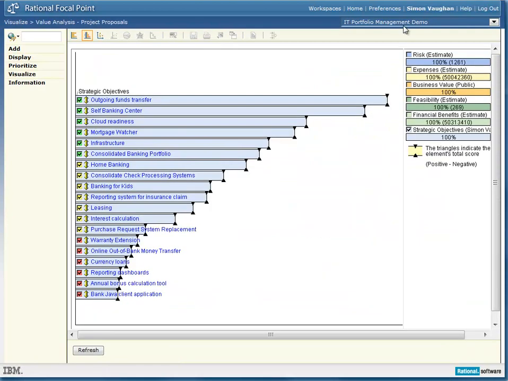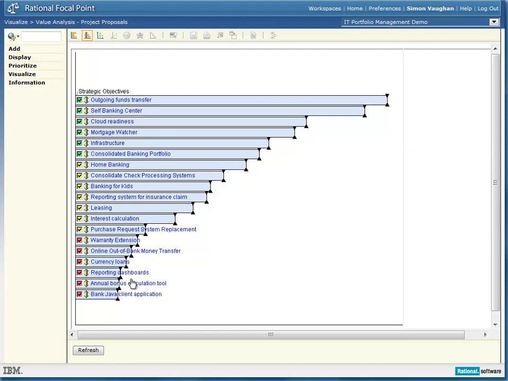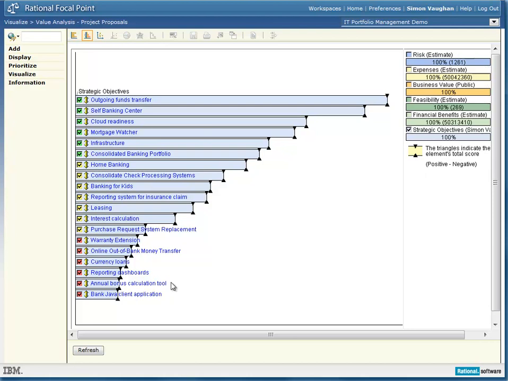So we've looked at 3 different techniques to build these priority lists. The way that's visualized within Focal Point is illustrated here. In the top right hand corner of the screen you can see a number of measures which are used to support priority decisions: strategic alignment, benefits and costs, and business value. The main part of the screen is providing a visual representation of the rank ordered list, ranging from, in this case, the most strategically aligned project at the top to the least strategically aligned project at the bottom.